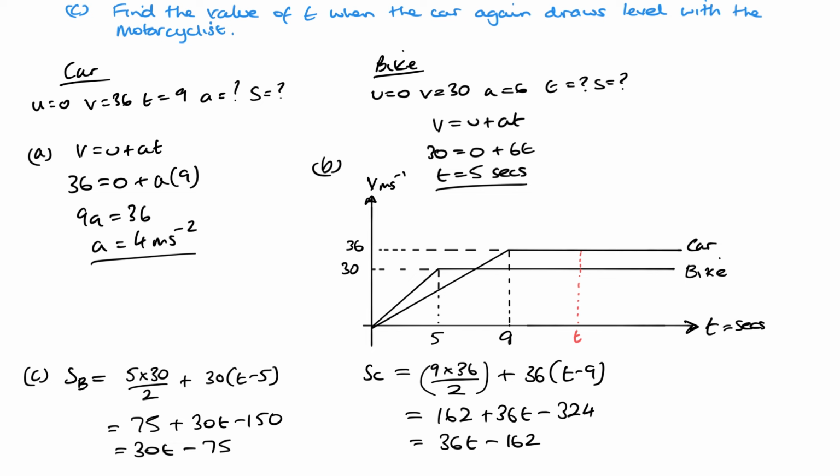Now these two distances are equal, aren't they? So that means that, let's do this way, SB equals SC. So 30t minus 75 is equal to 36t minus 162. So 6t is going to be equal to 87. So divided by 6, and we get that the time is 14.5 seconds. Okay, hopefully not too difficult to follow that one.